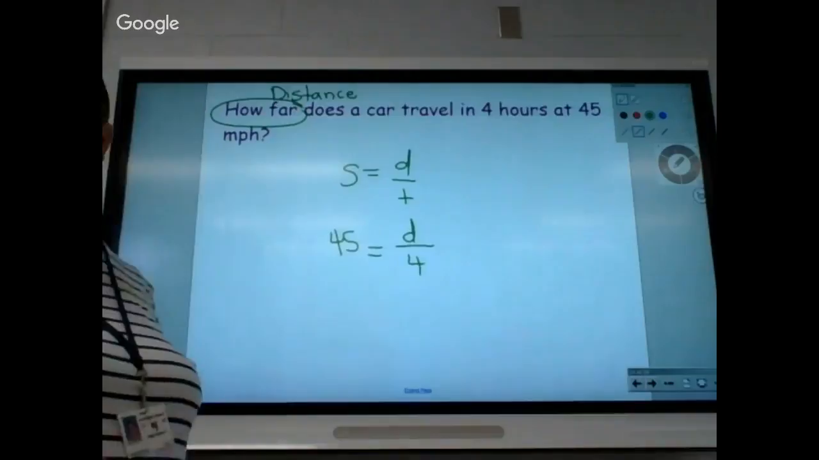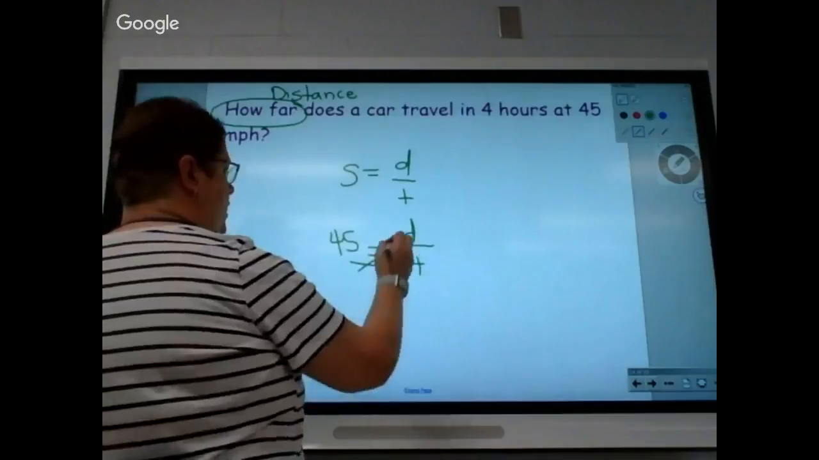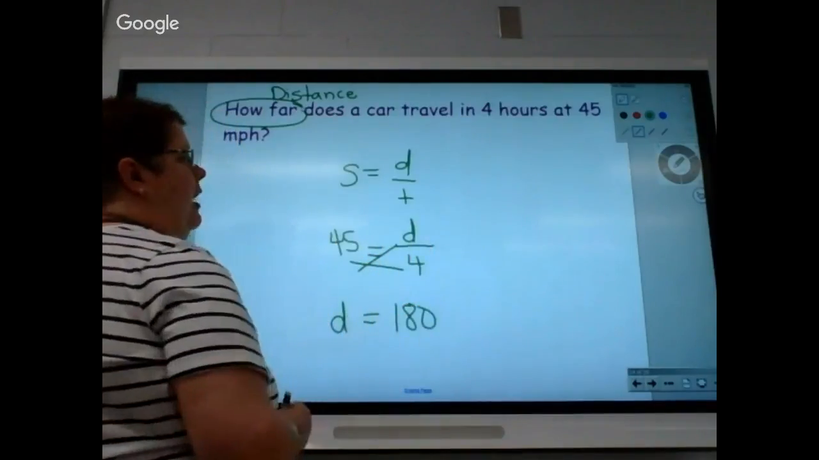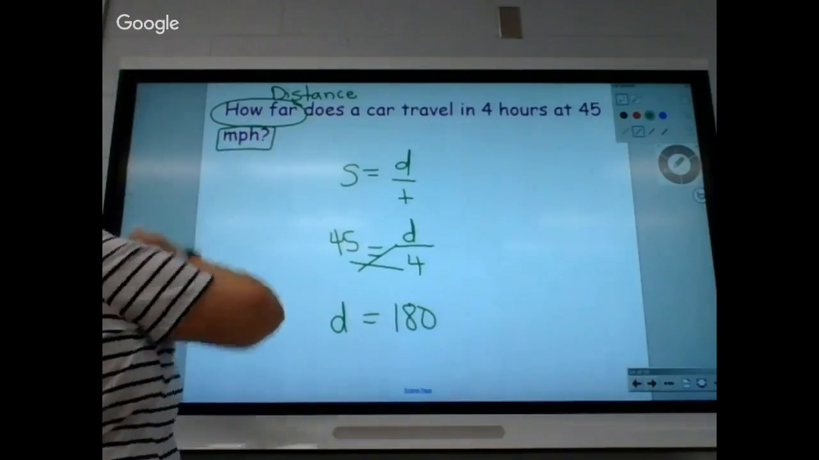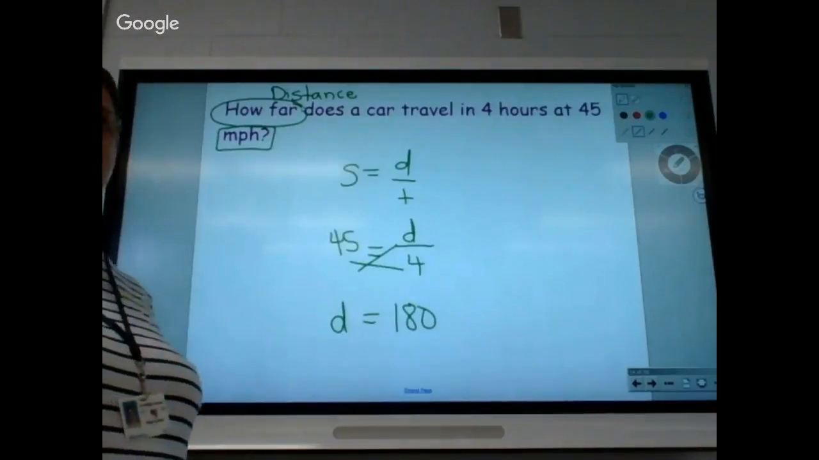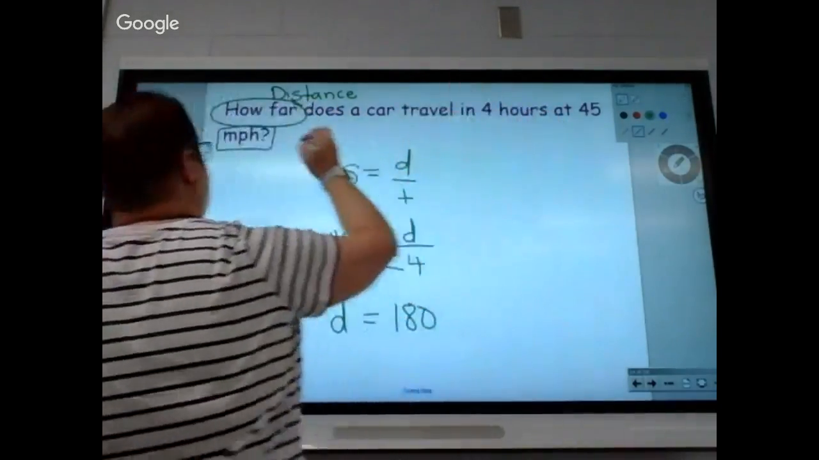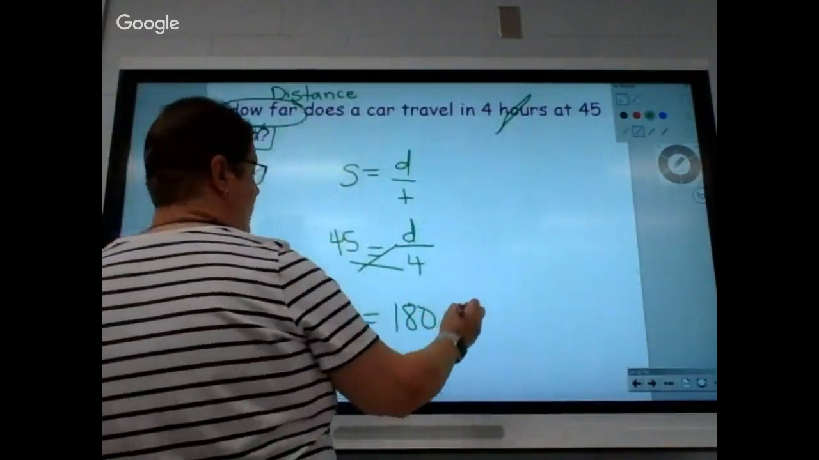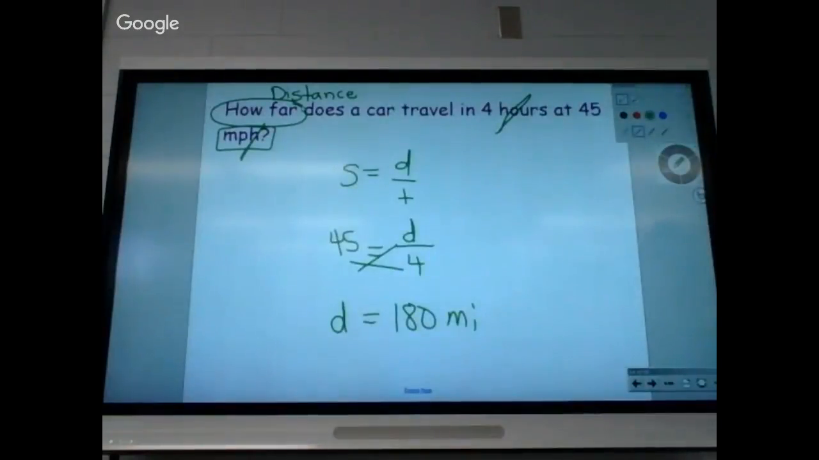Okay? So, once you have that, how do you solve for distance? Cross multiply. So, 1 times D is D. 45 times 4 is 180. All right? From there, look at your units. I wrote this as MPH in this one because sometimes people have a hard time with that if they see it. Do you have any units that are the same here and here? So the hours cancel out, and we're left with what unit? Miles. Okay? Questions? Any questions? All right.